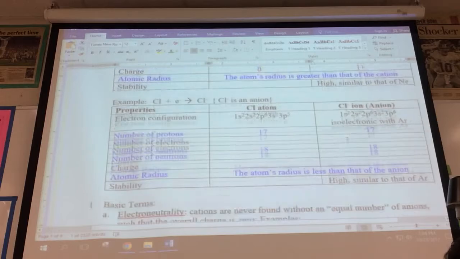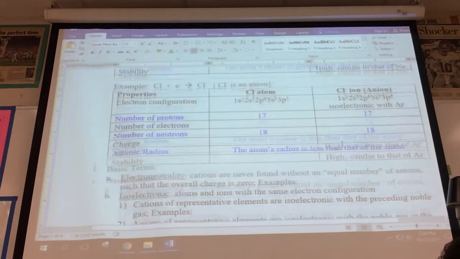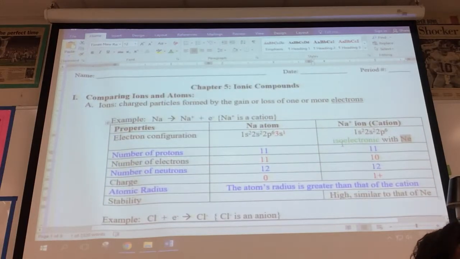Isoelectronic, it's listed below here, and I'm going to go through it. It means that usually two ions or an ion and an atom have the same electron configuration. Isoelectronic means the same electron configuration. Now the radius of an atom can be compared to its ion.